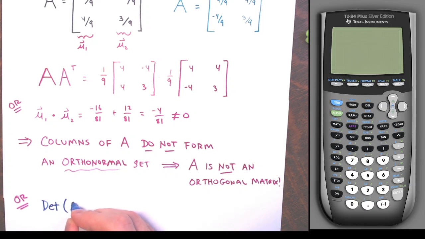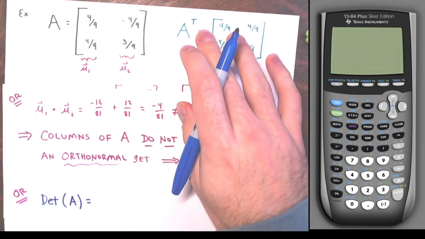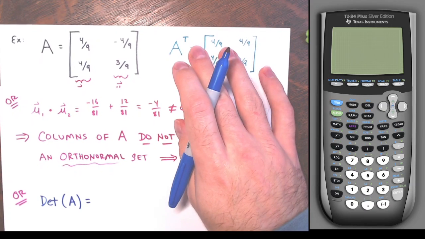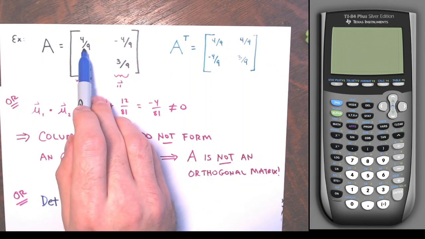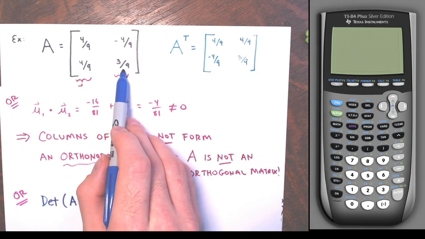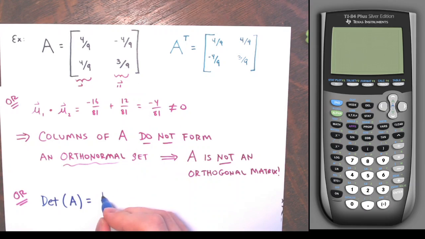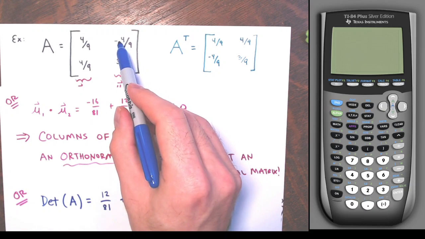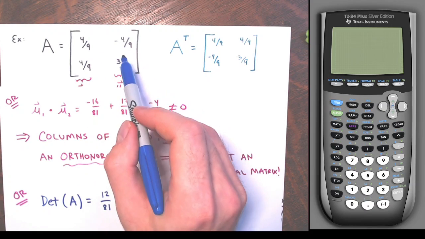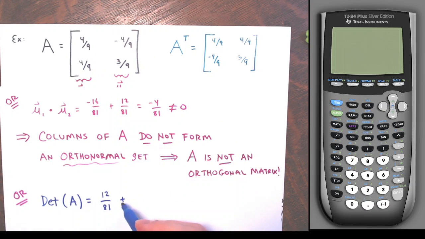of matrix A? Right, so again, it's a nice 2 by 2. So that's 4/9 times 3/9. That's 12/81. And then plus, because it'd be minus, minus a negative here, right? Minus -4/9 times 4/9, so plus 16/81. And putting these together, it's going to be 28/81. This is not 1 or -1.